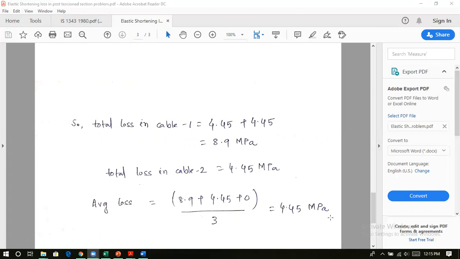4.45 MPa. So the understanding of sequential stretching is very important to calculate the losses in each cable. Okay, to calculate the average loss, finally we can add the losses in all tendons and divide by the number of tendons.